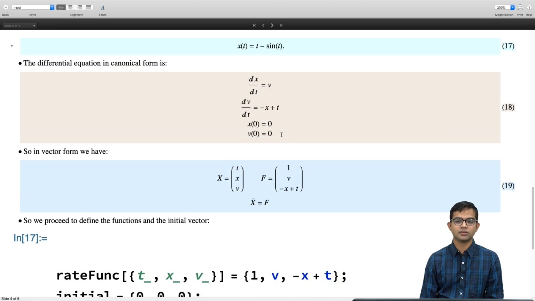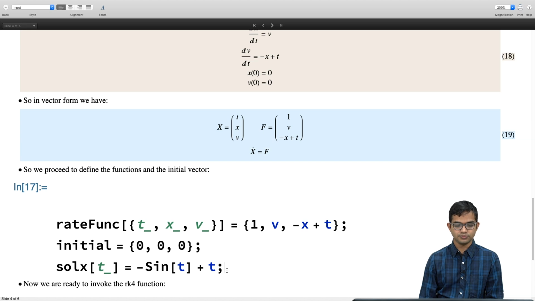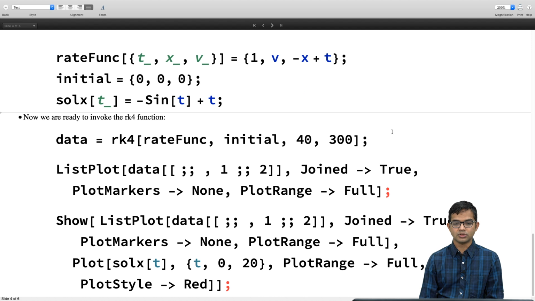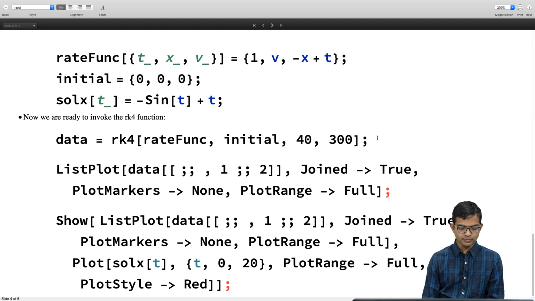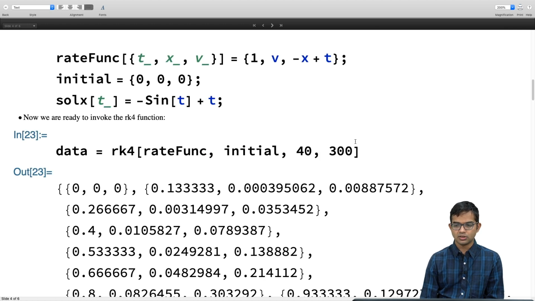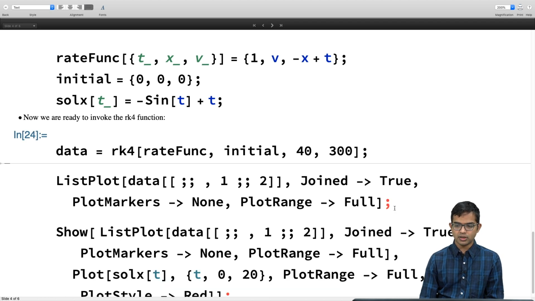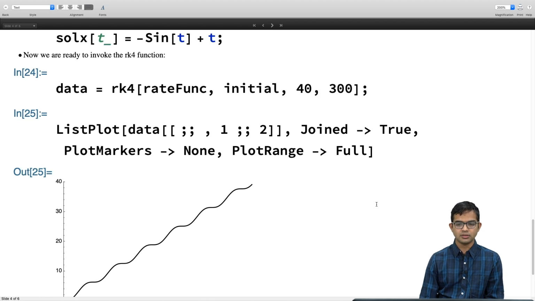The solution now has changed. I told you that the solution is just t minus sine of t, so I have the solution here. Once again we invoke the RK4. I continue to use 40, 300. We can tweak this and play with this. I don't need to make this verbose, but this one I will show you what it looks like. So there you go.